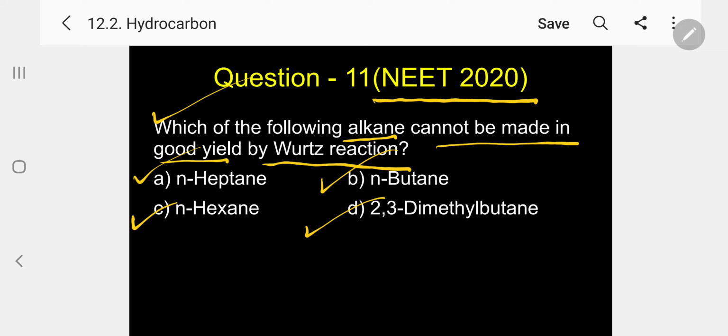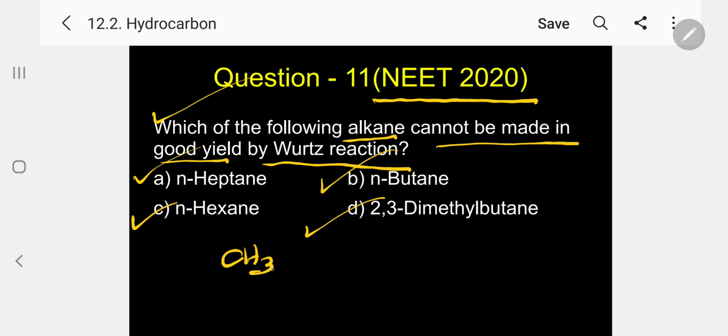Again, this question was asked under the topic hydrocarbons, specifically alkanes, under Wurtz reaction. Kindly follow. The question is, which of the following alkanes cannot be made in good yield by Wurtz reaction? So what is the basic information here? What is Wurtz reaction? You must know. Let me give a simple example of Wurtz reaction.